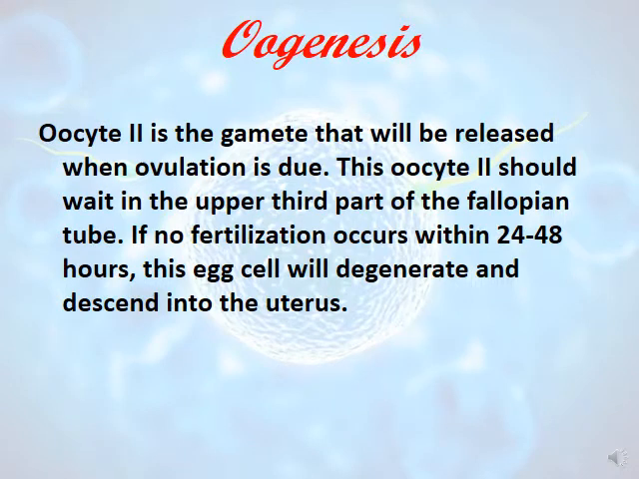Oocyte 2 is the gamete that will be released when ovulation is due. This is what is known as the egg cell. This oocyte 2 waits in the upper third of the fallopian tube, which we call the uterine tube, or the oviduct. If there is no fertilization within 24 to 48 hours, this egg cell degenerates and descends into the uterus.